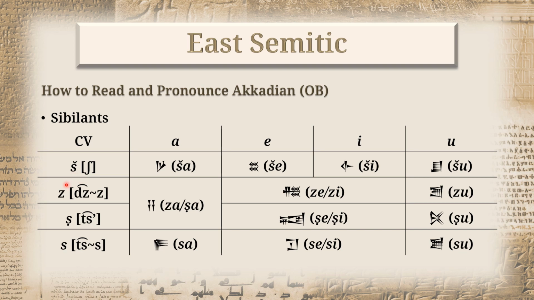So this one is z, this one ṣ, and this one s. So this sign could represent both za or sa. This one ze or zi, and this one zu, and this one ṣe or ṣi, and this one ṣu. And the final row was probably sa, se or si, su. Okay, and that is for Old Babylonian.